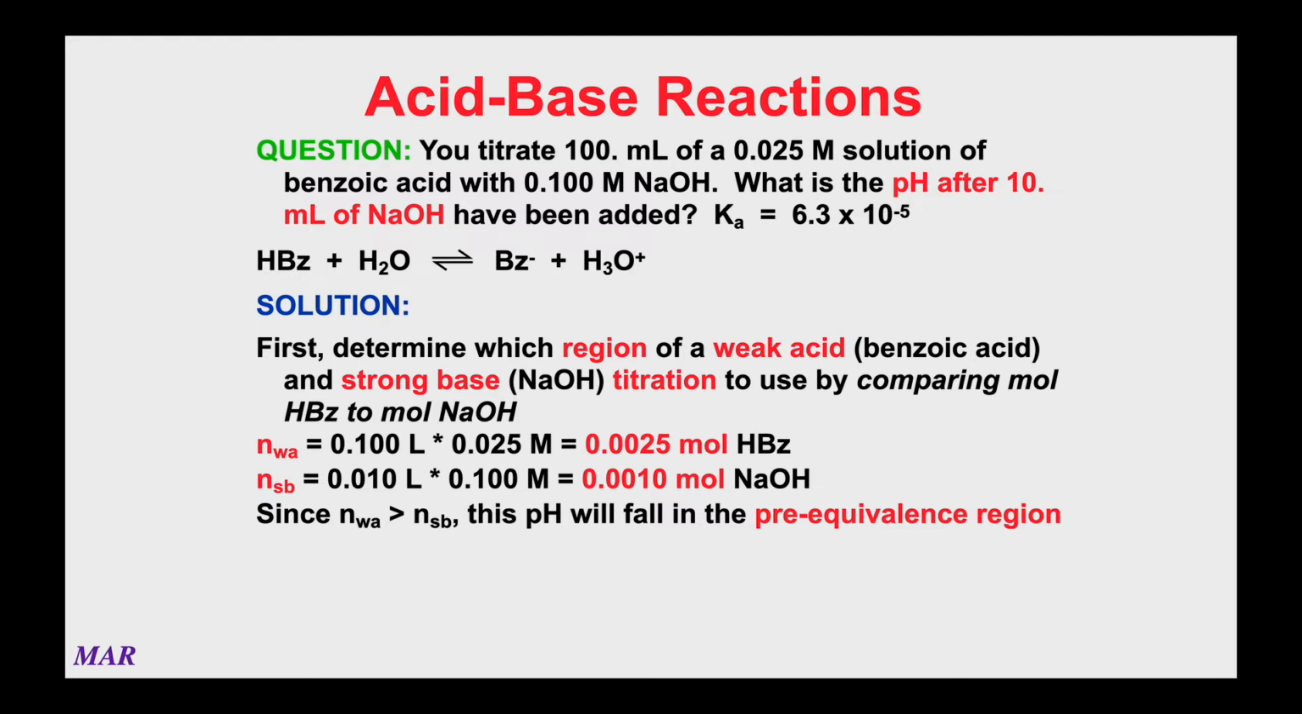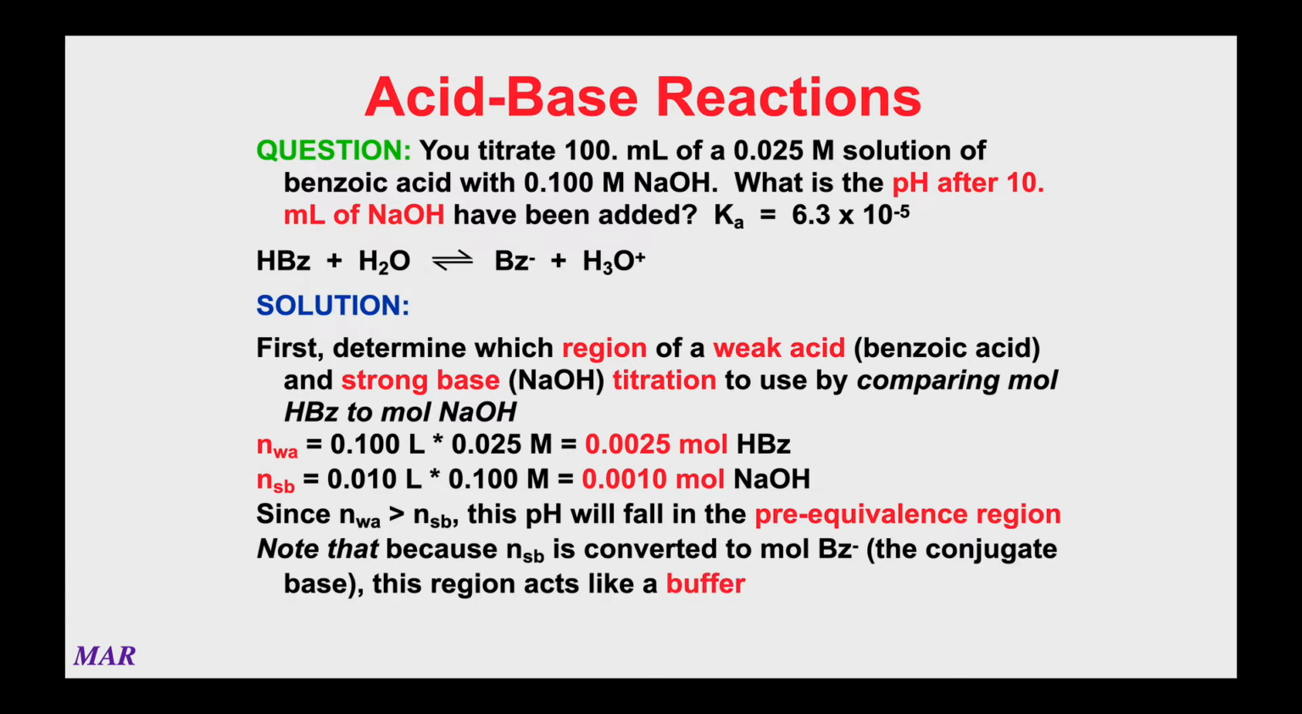All right, so we're going to use the pre-equivalence region equation from earlier in order to solve the pH here. This region now is going to be a buffer region. And what's happening here? The benzoic acid amount is going to be lowered by sodium hydroxide. So as an example, in this case, 0.0025 will be subtracted by 0.0010, and you'll have 0.0015 moles of weak acid left over. But that 0.0010 moles that were subtracted, that has turned benzoic acid into the benzoate ion.